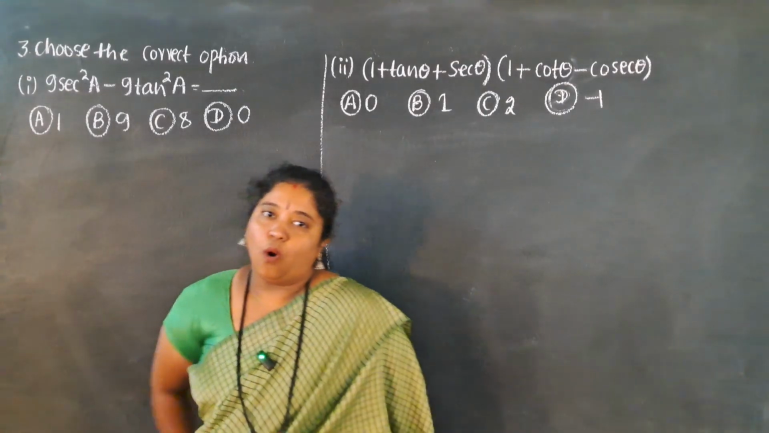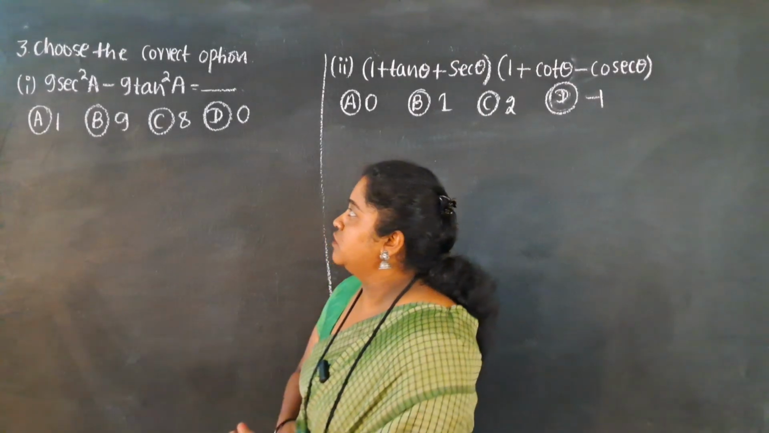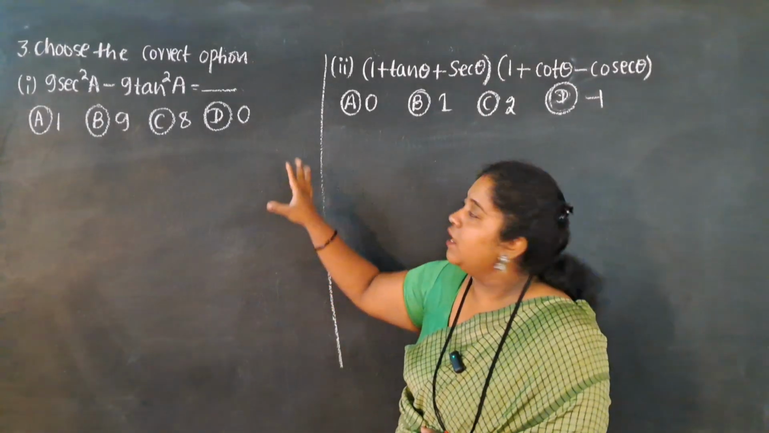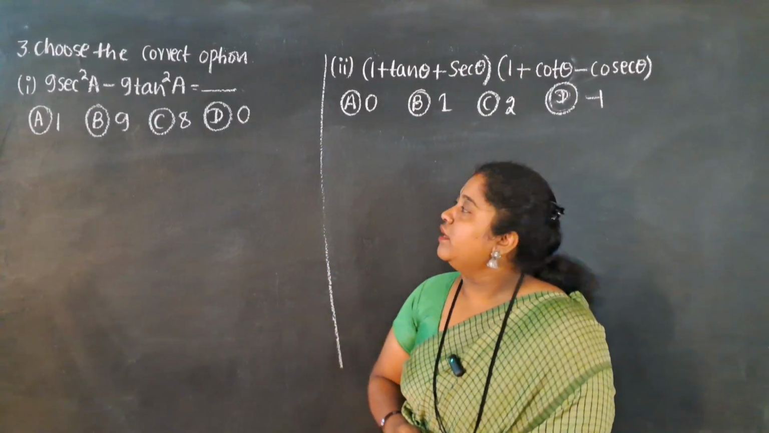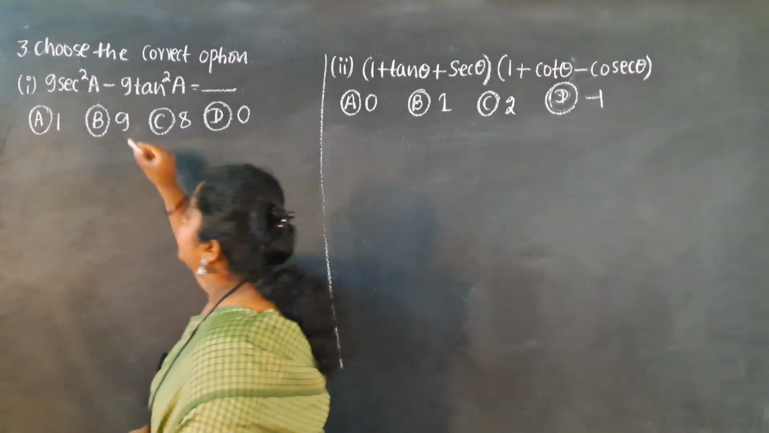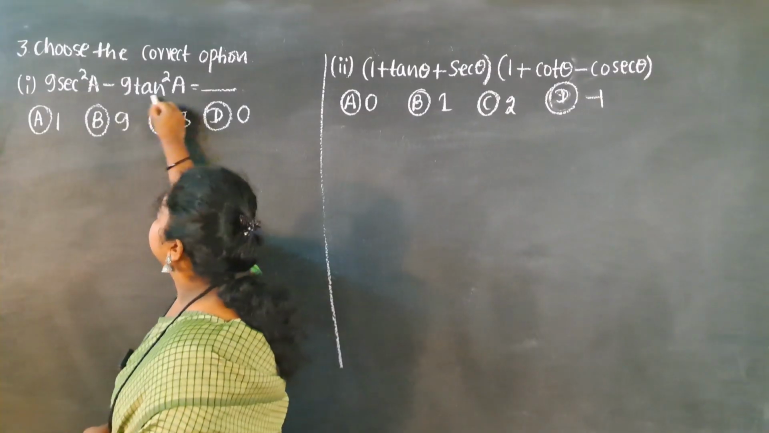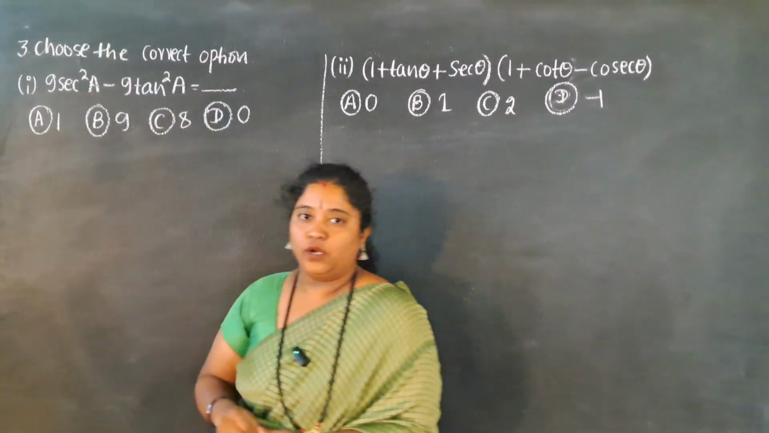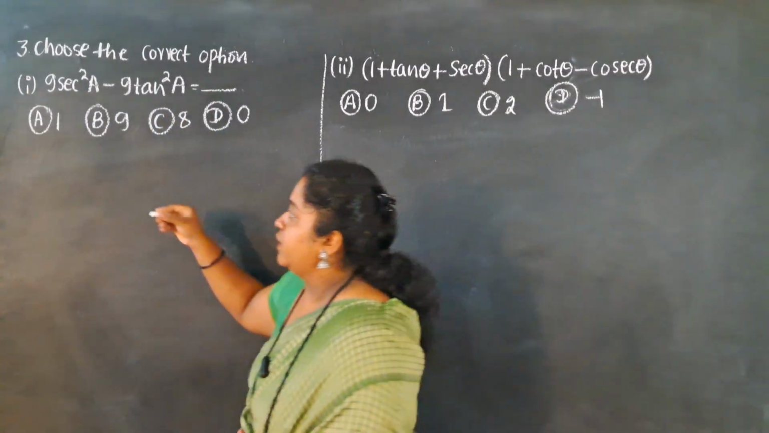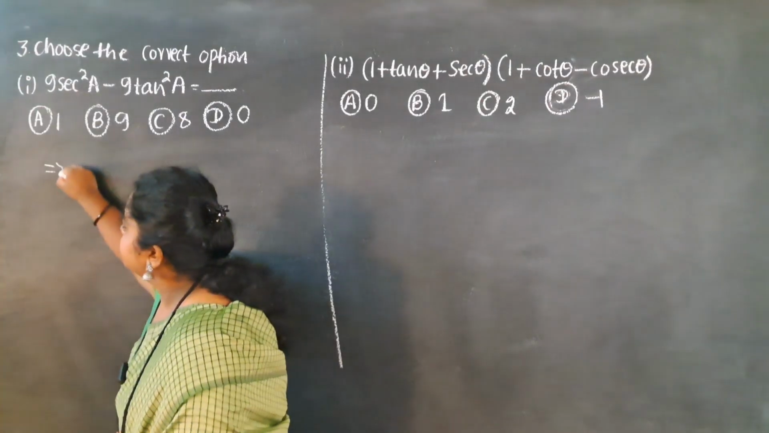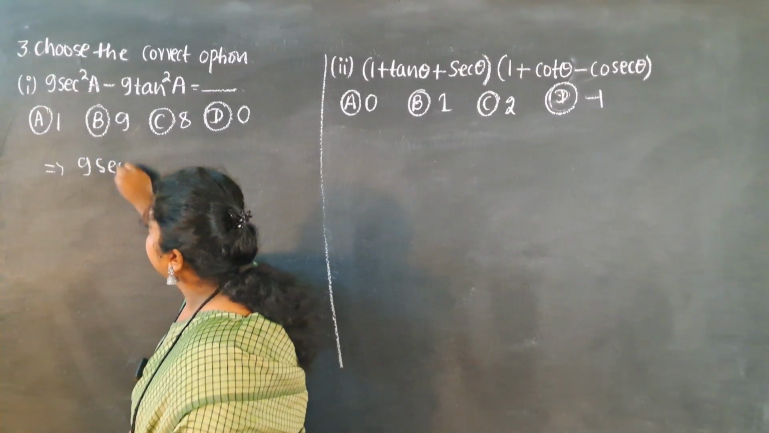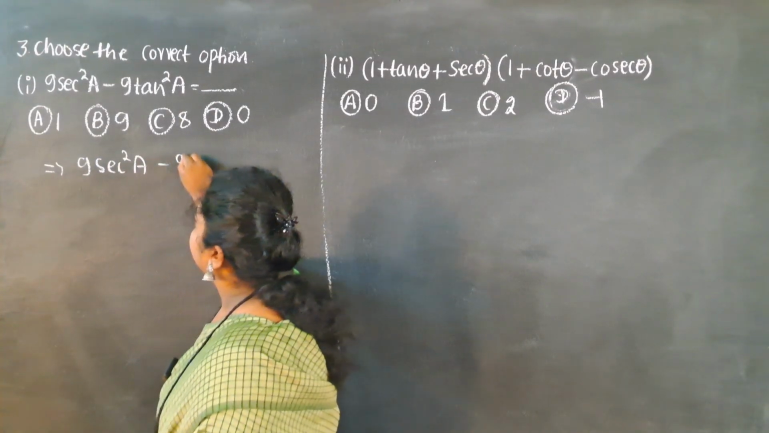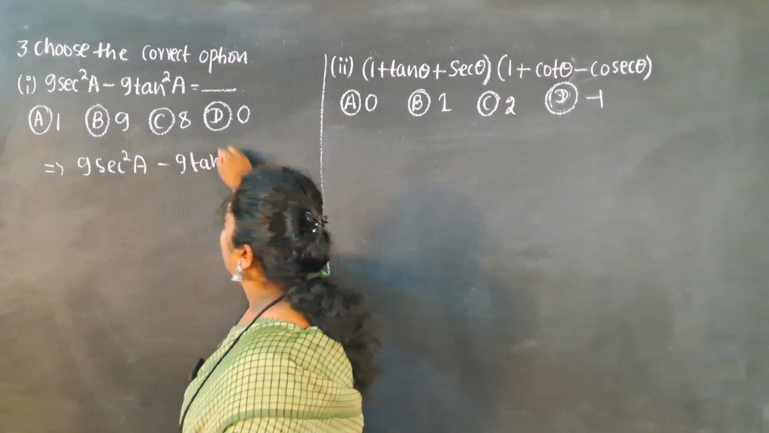Choose the correct option. Okay, we need to choose the correct option. Options are given and the question is provided. What is the question provided here? 9 sec square A minus 9 tan square A is equal to dash. Fine. So now we'll write here. What is the question asked, dears? 9 secant square A minus 9 tan square A.